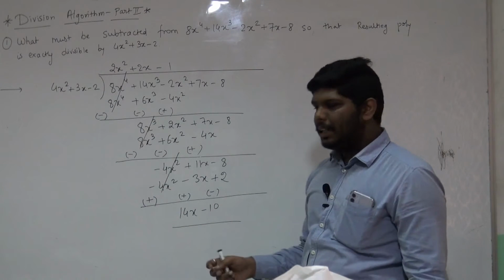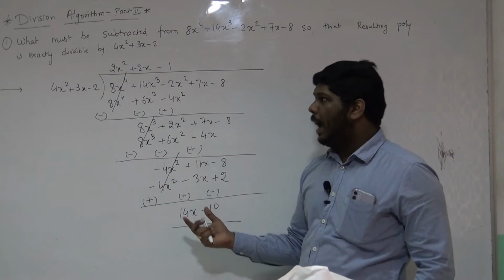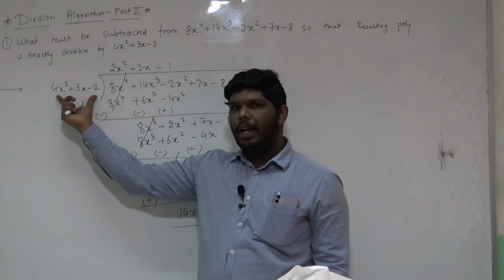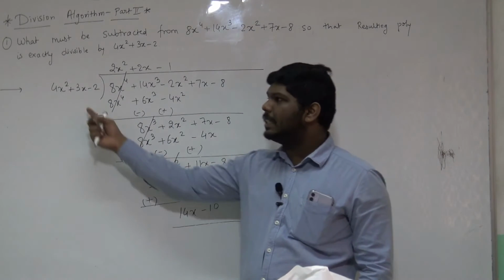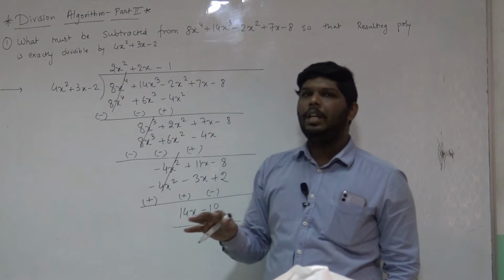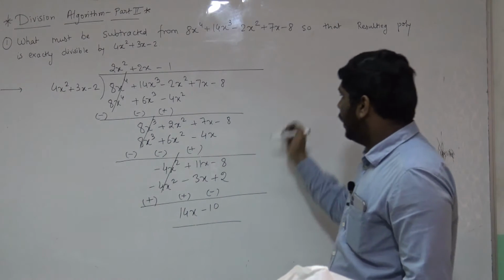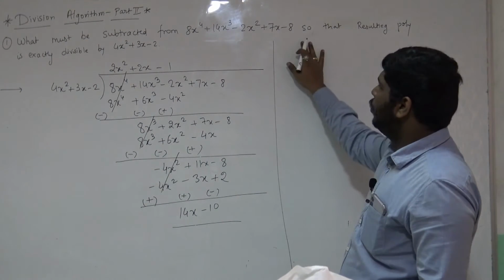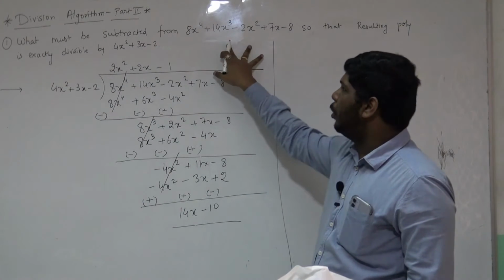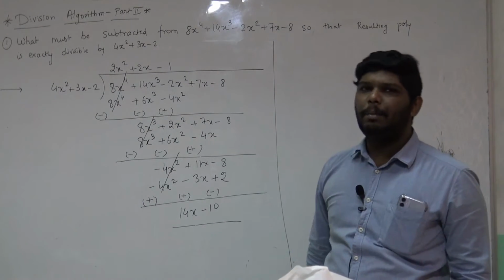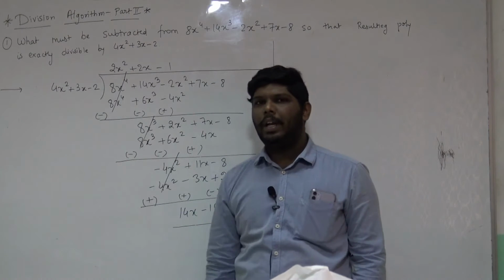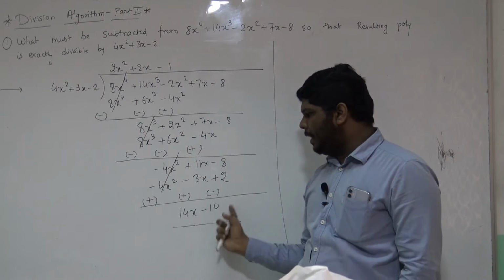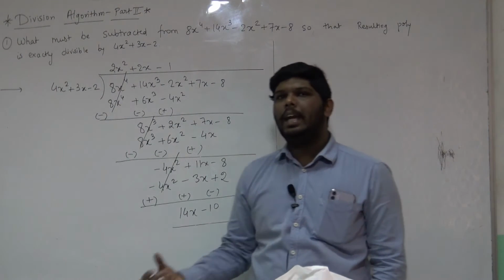Now you can see the degree of the remainder is 1 and the degree of the divisor is 2. It means the degree of the remainder is less than the degree of the divisor, so there you can stop your division. Now the question is asking you what must be subtracted from the given polynomial so that it is exactly divisible by this other polynomial, right? So I can say that this is a remainder, or I can say it is something extra.